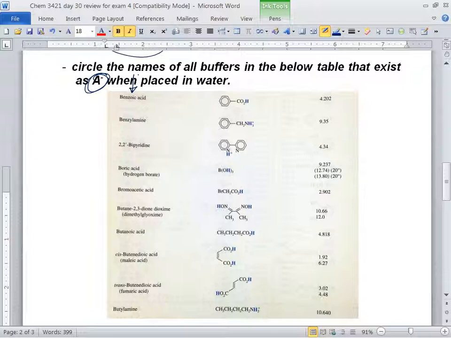Do we circle? You have a solution of benzylamine. Yes. Andy, you have a solution of 2,2' bipyridine. Yes. Oh, so we're looking at the name. Circle the names of all the buffers that exist as A- when put in water. Yeah, I thought we were looking at the structure. You need to look at the structure too to figure this out.